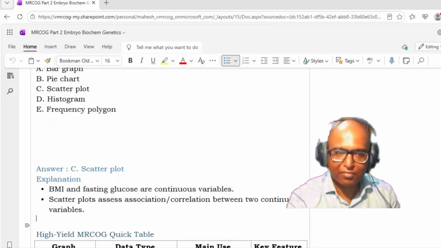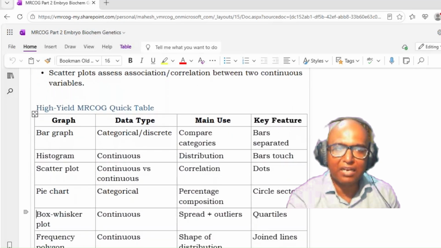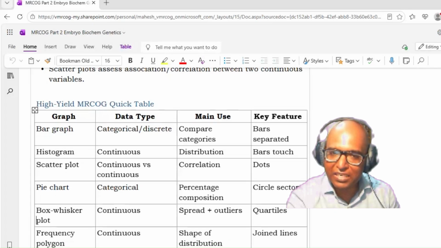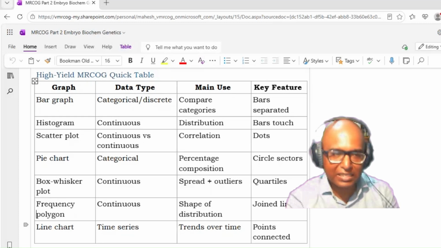So again, in summary, the bar graph is for categorical or discrete data. It compares the categories and bars are separated. Histogram is for continuous data. It talks about the distribution. The bars are touching each other. Scatter plot is for continuous versus continuous. It tells about the correlation, and the key feature is dots. Pie chart is for categorical data. It talks about the percentage composition, and the data is shown in circle sectors.